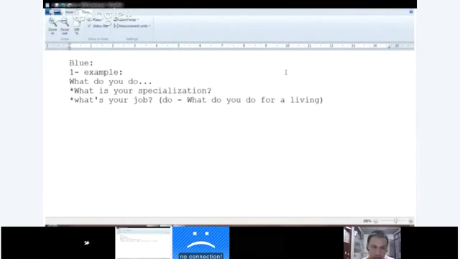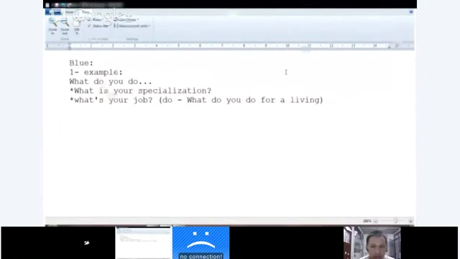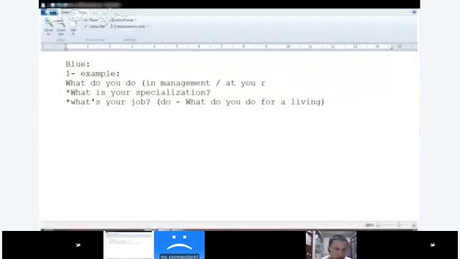Manel, how would you finish that sentence? Remember you said what do you do for a living? That's in general. How would you say what do you do in a more specific way? What do you do for in management? Okay, so you said management. If you know the person is in management, fine. Or what do you do at your company? Something like that. So that would probably be the best answer.